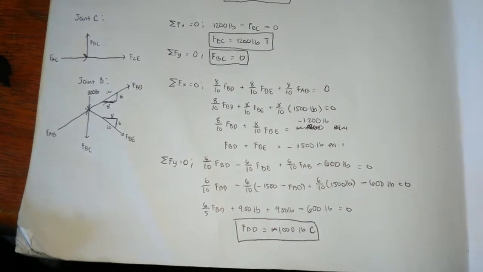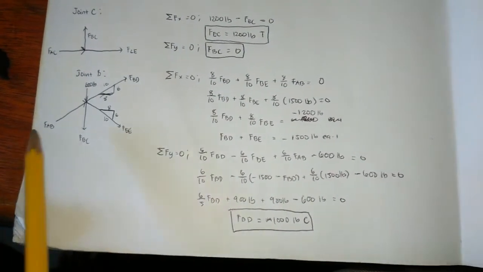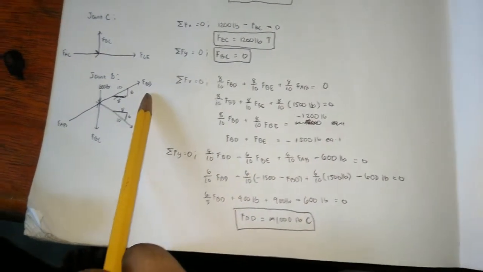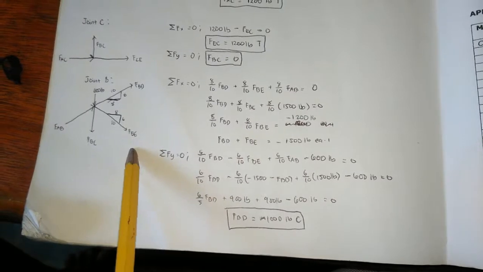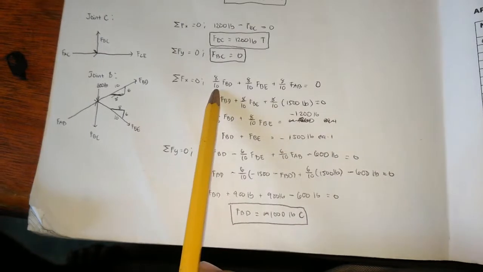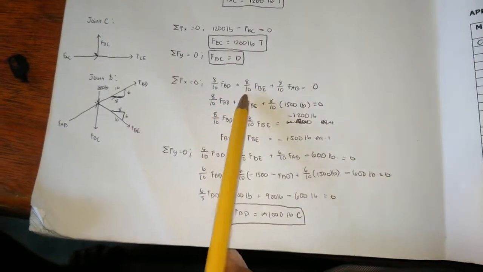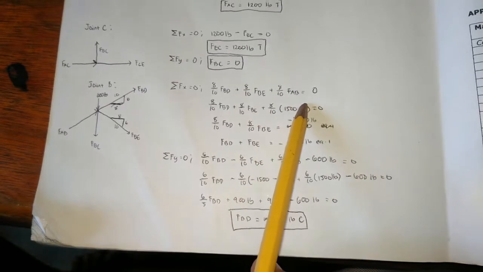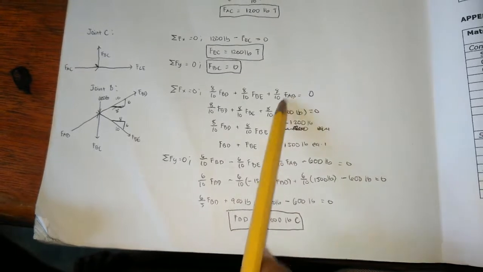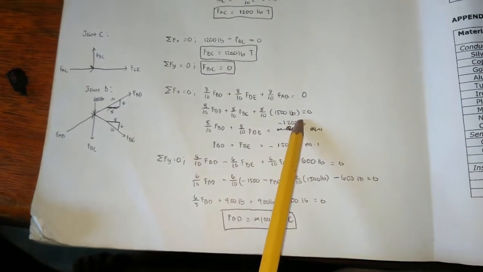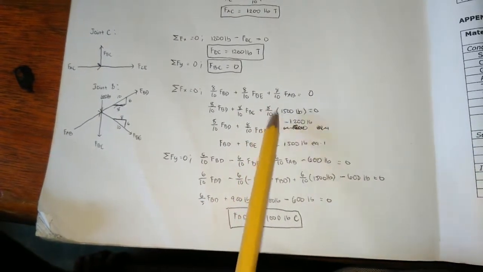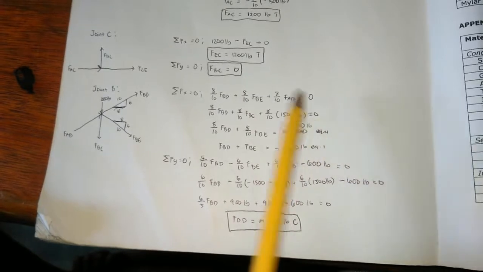Now we are going to solve joint B. We already have the answers for FAB and FBC. So we have two unknowns, FBE and FBD, and we're going to solve for these two unknowns. First we solve the summation of all forces in X components. So we have 8 over 10 FBD plus 8 over 10 FBE plus 8 over 10 FAB is equal to 0. Since FAB is 1,500, we substitute FAB with 1,500.